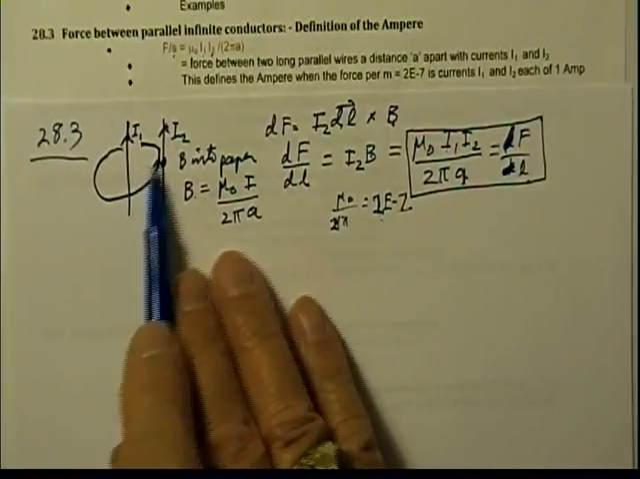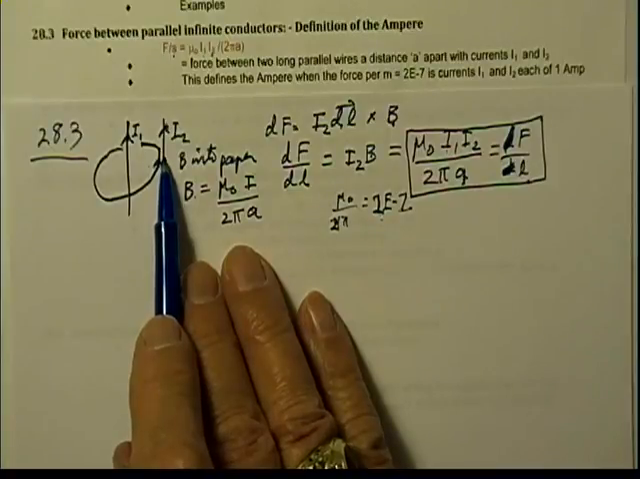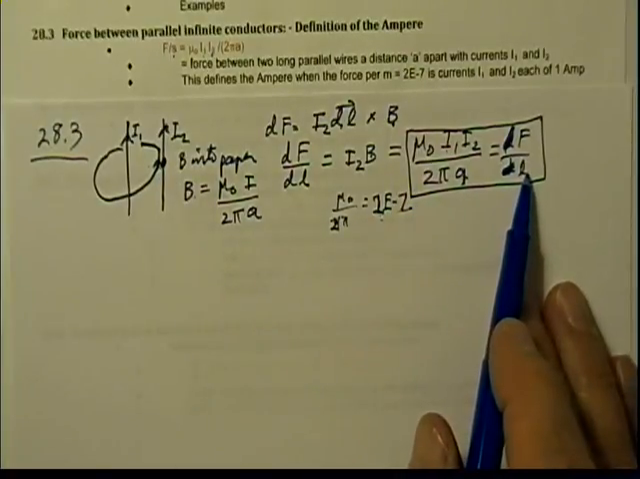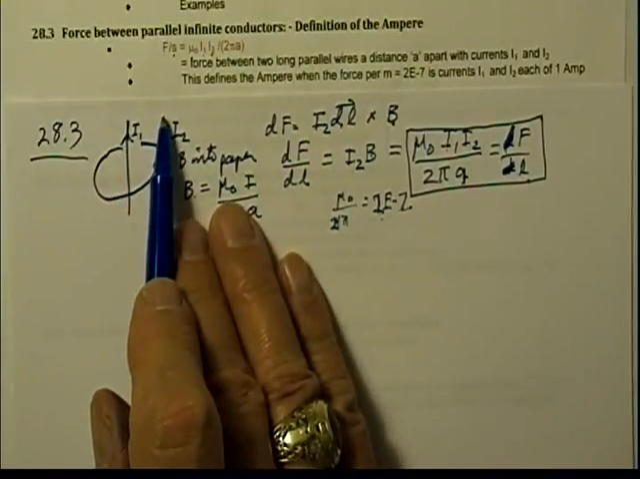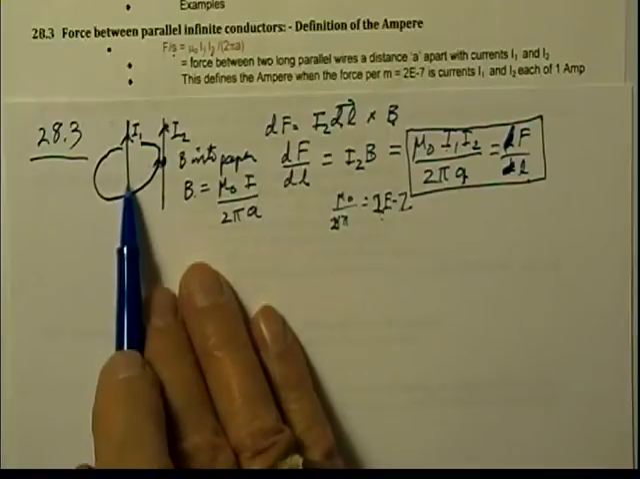Now, what force is that going to be? I often ask that question also, not just the magnitude of the force per unit length, but what direction will it be? Well, if both currents go in the same direction, what will that give us?